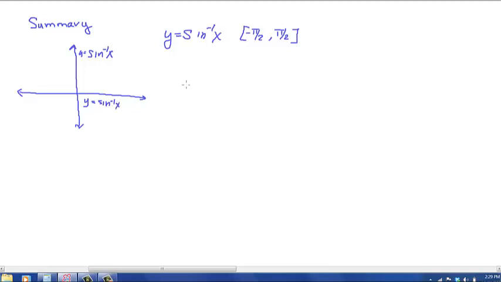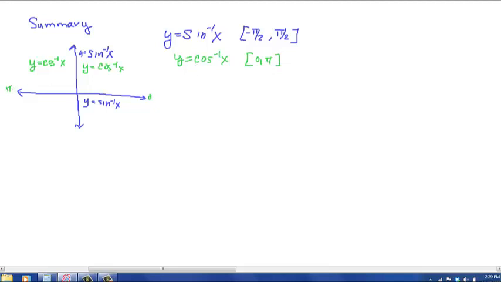Now, with cosine, think about how we restricted cosine. We restricted cosine from 0 to pi. So that means that we were operating in the first quadrant when positive, and in quadrant 2 when negative, from 0 again to pi.